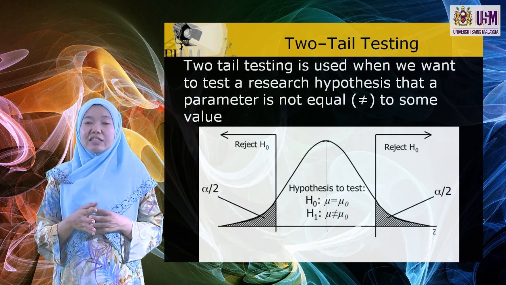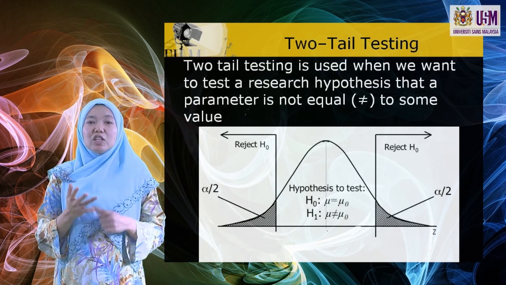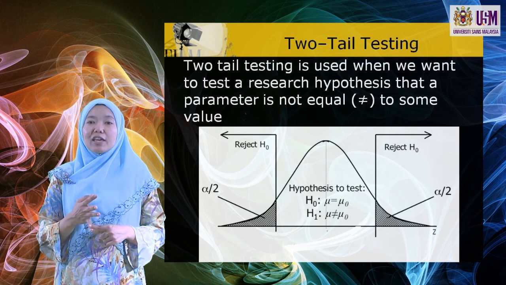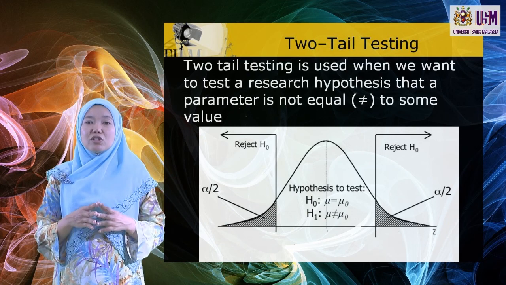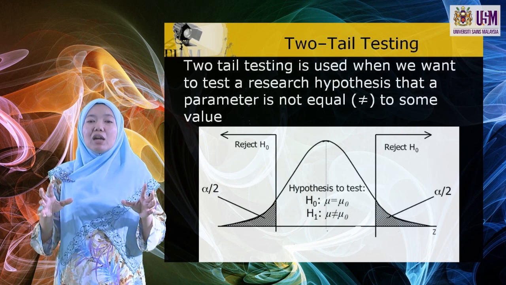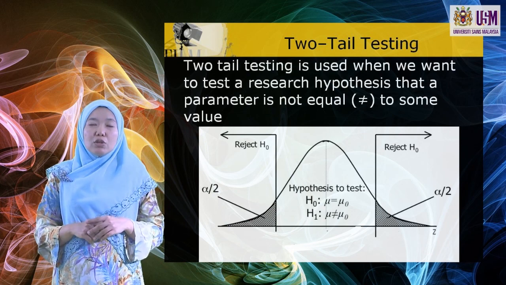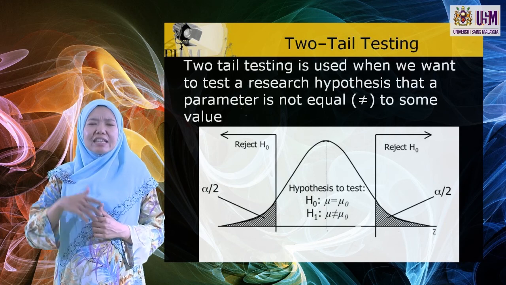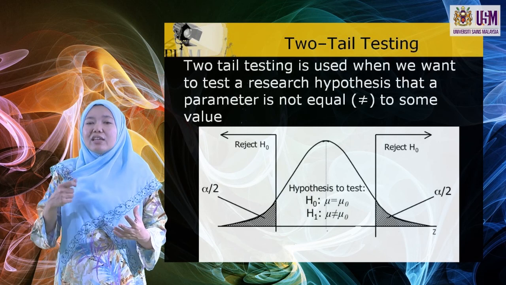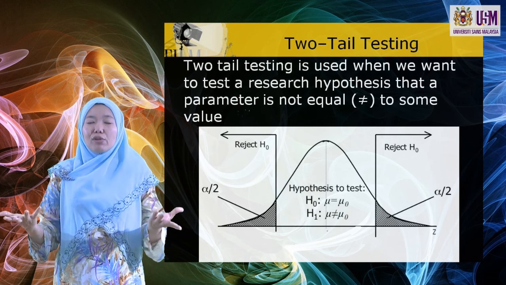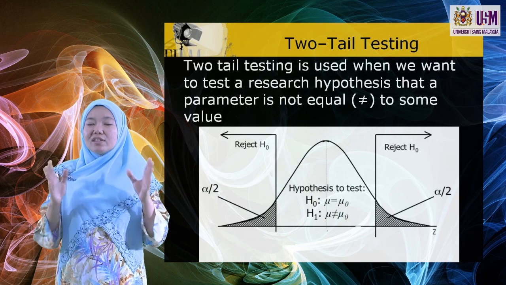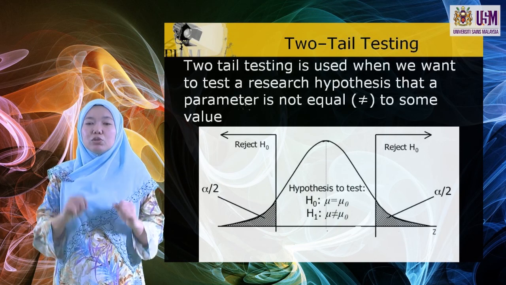We are done with discussing one tail tests. It's possible that the test is asking you for two tails. Two tail testing is used when you want to test a research hypothesis that a parameter is not equal to some value. So if you read in the question, it does not say greater than, it does not say less than, it only says not equal to or different from. So that's the key word, not equal or different to some value. In that case, you know that this is a two-tailed test.